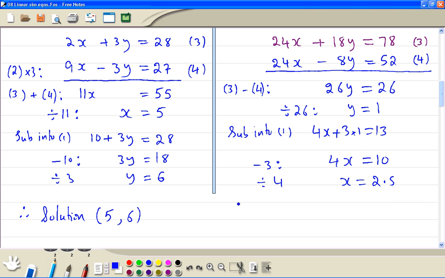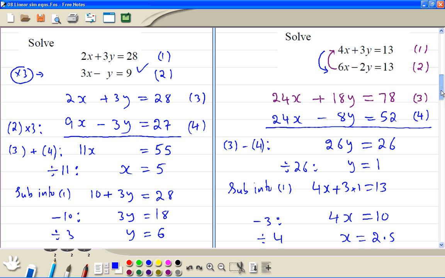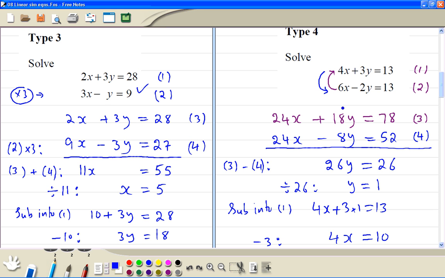So we can check if we want to. So the answer is x is 2.5 and y is 1. So x is 2.5, so 6 times 2.5 is 15. 15 take away 2 is 13.